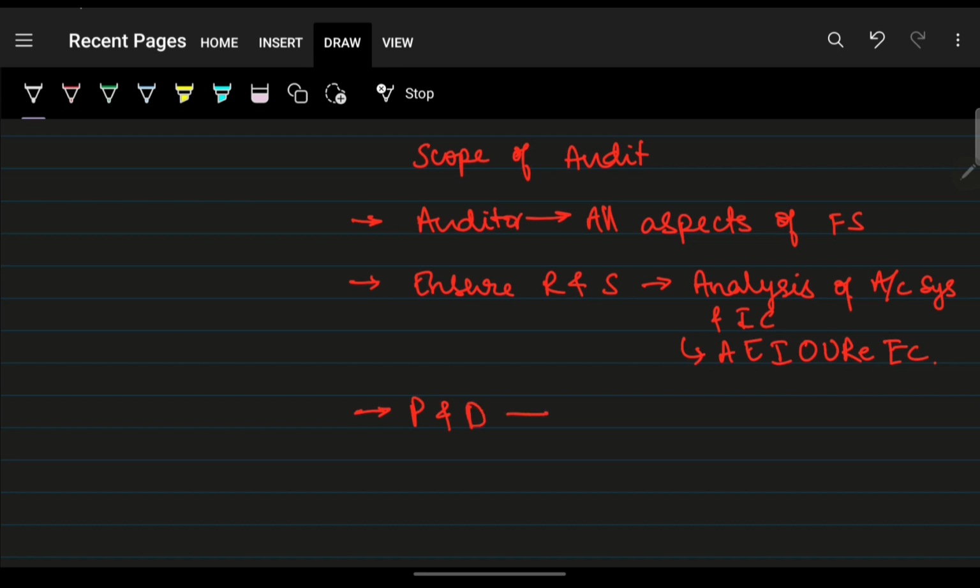When it comes to presentation and disclosure, he should ensure that adequate disclosures are made. Next, he should ensure that there is compliance with the statutory requirement. Next, he should ensure that the financial statements are giving an accurate summary. And lastly, he should evaluate the management's judgment.